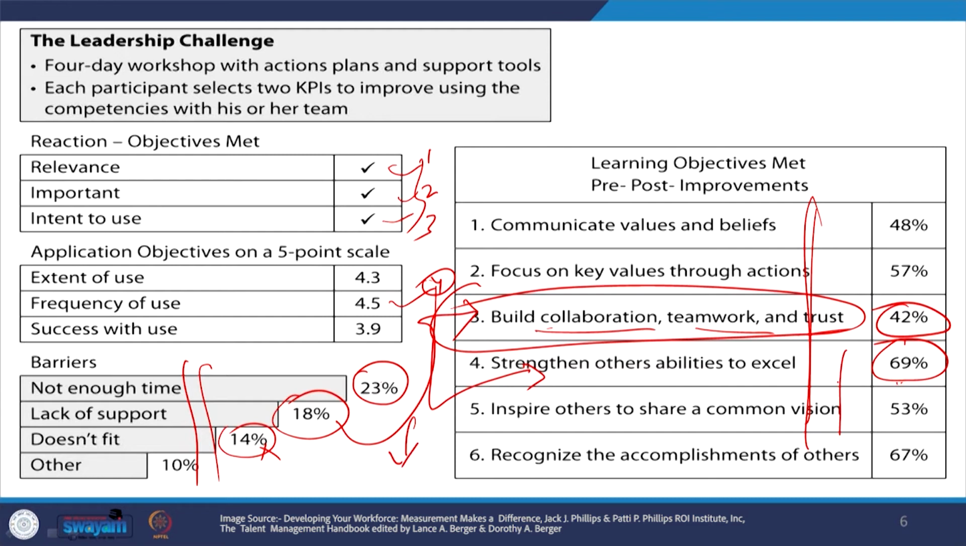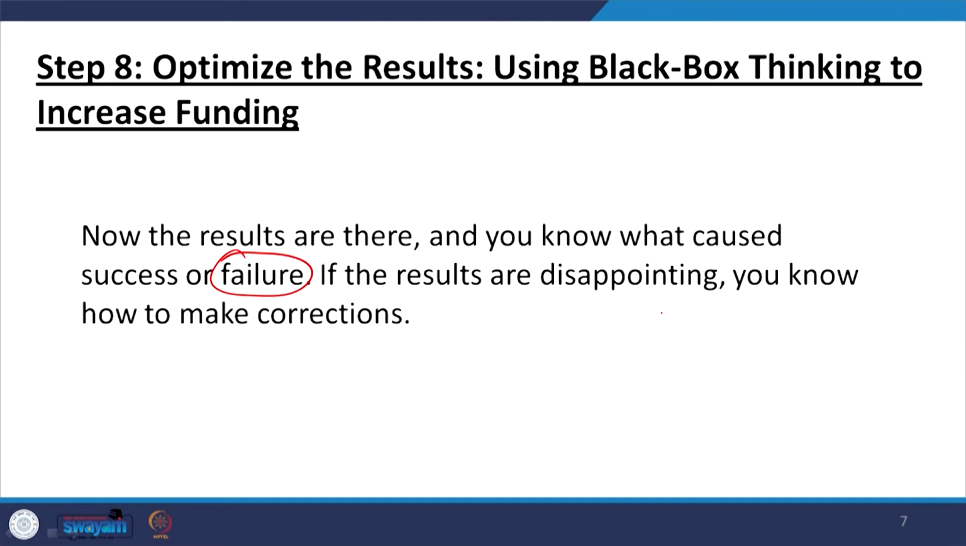When this percentage increases, this percentage will decrease, and when this decreases, this will increase. And then you have to make the corrections. Once you make the corrections, the percentage of the results will be increasing and the barriers will be decreasing.